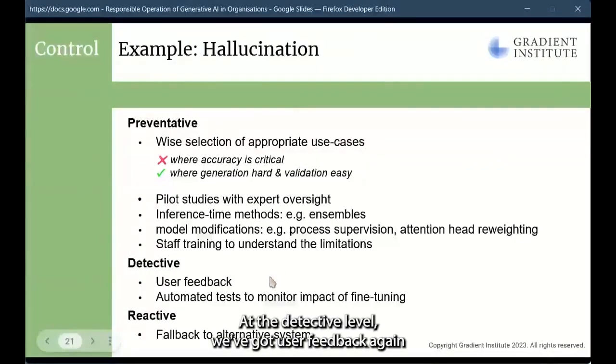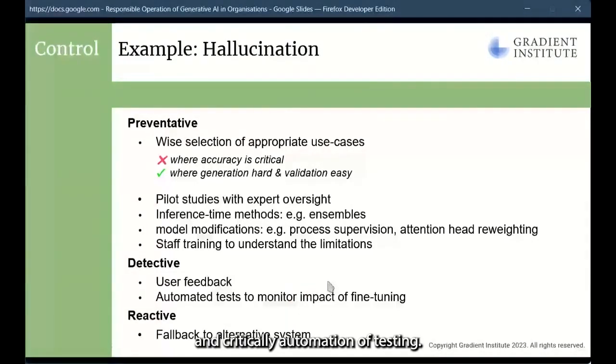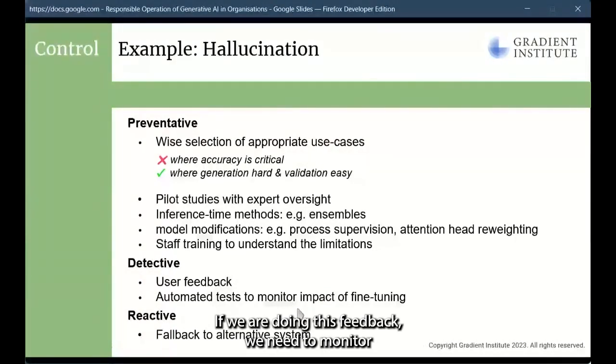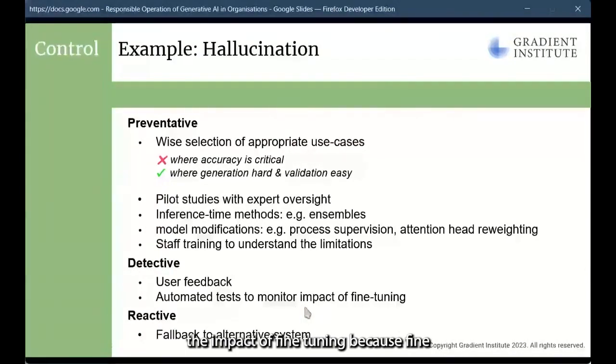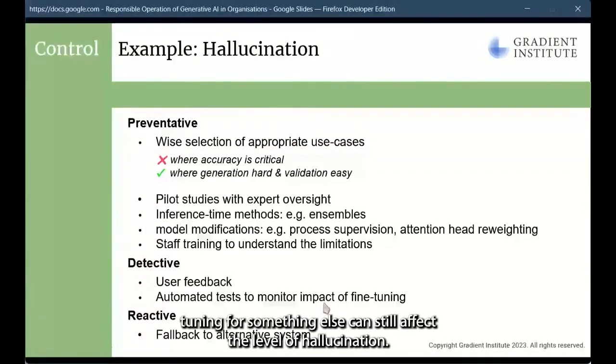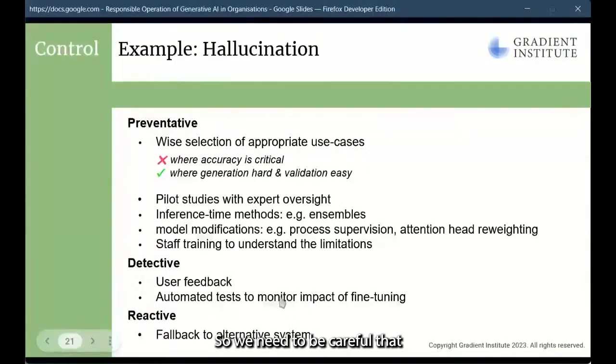At the detective level, we've got user feedback again, and critically, automation of testing. If we are doing this feedback, we need to monitor the impact of fine-tuning, because fine-tuning for something else can still affect the level of hallucination, so we need to be careful there.